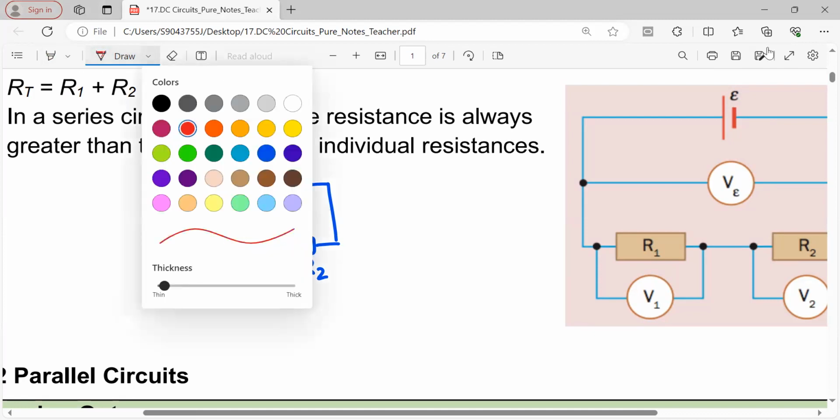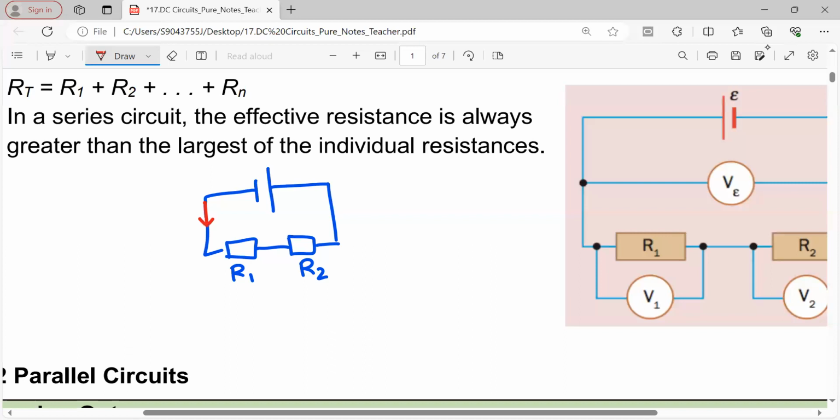For a series circuit, the current is the same throughout. So the current goes through all the components and is the same. Next, what we have is the voltage. This time, the voltage is a summation. So the EMF of the battery will equal the potential difference of resistor 1 plus resistor 2.